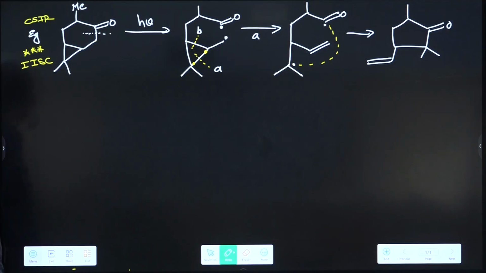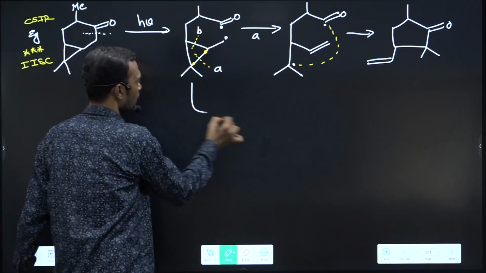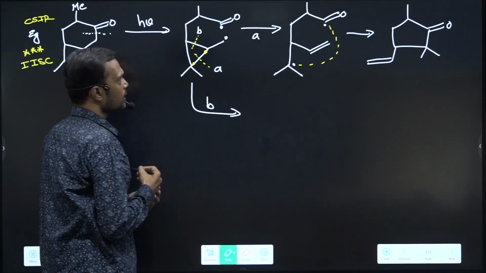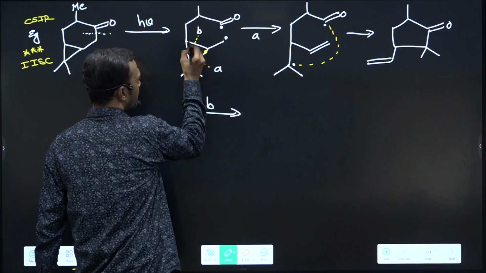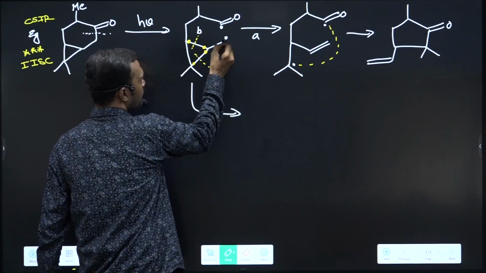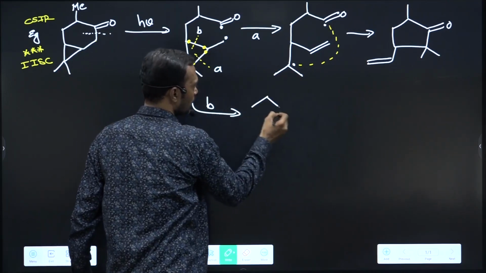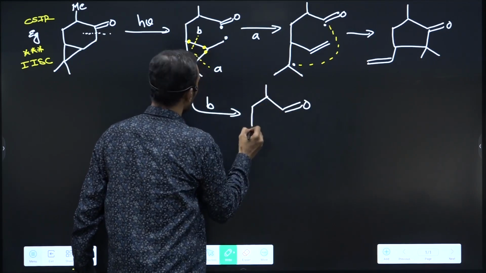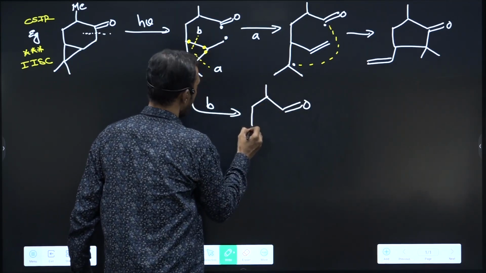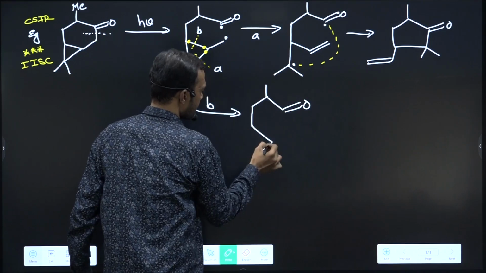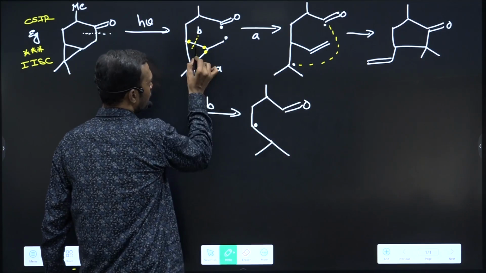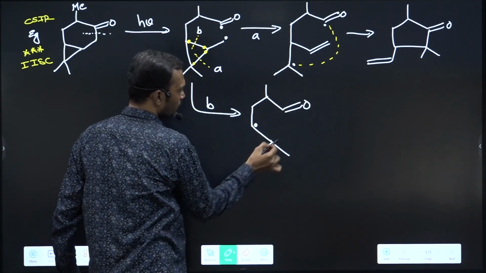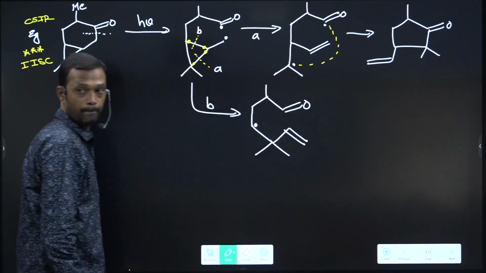Now this is direction A. Now direction B. If I break here, you will get radical and radical. This radical, double bond. So I can write it like this. Here what you will get? One radical. If you break here, this radical, double bond, right?